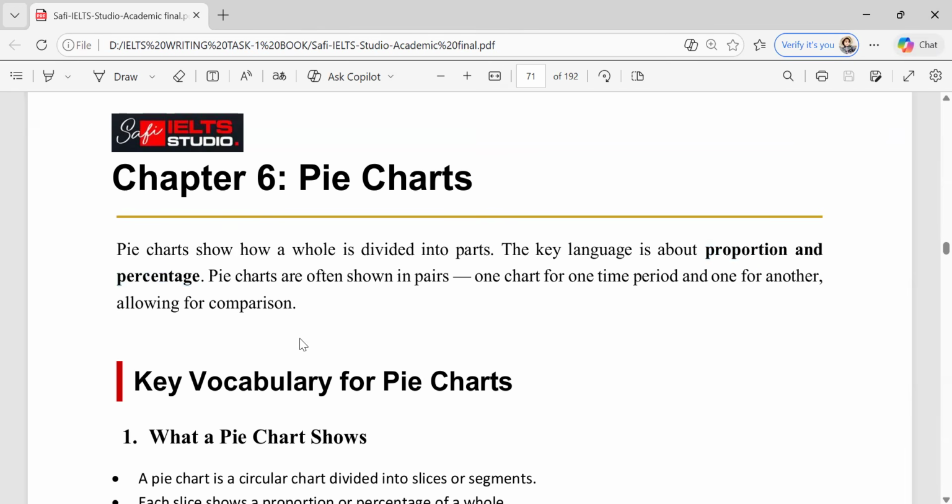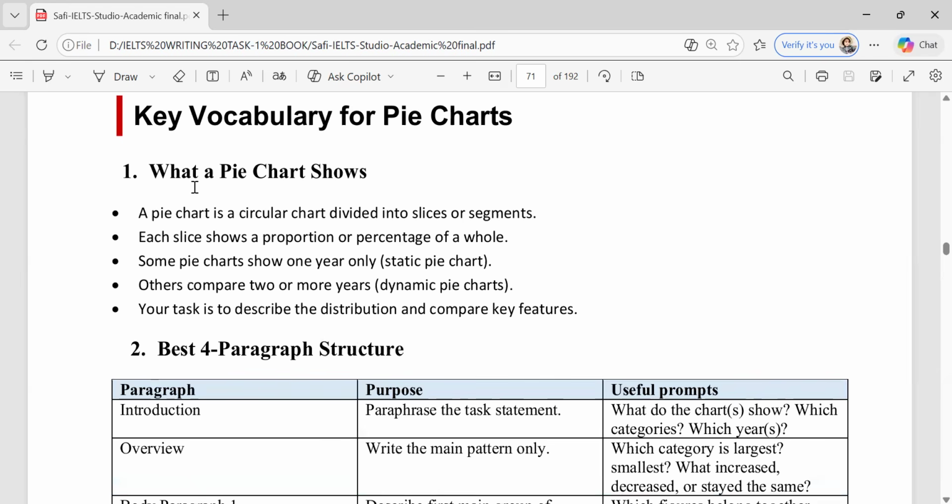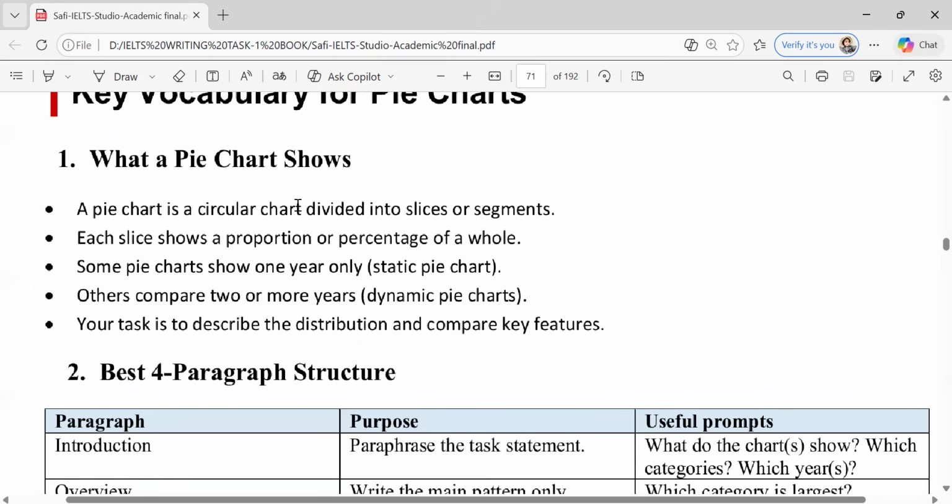So pie charts are often shown in pairs. You can have them in pairs, like there can be two charts, one chart for one time period and one for another. And then you can even do comparisons, and sometimes you may have just one single pie chart as well.